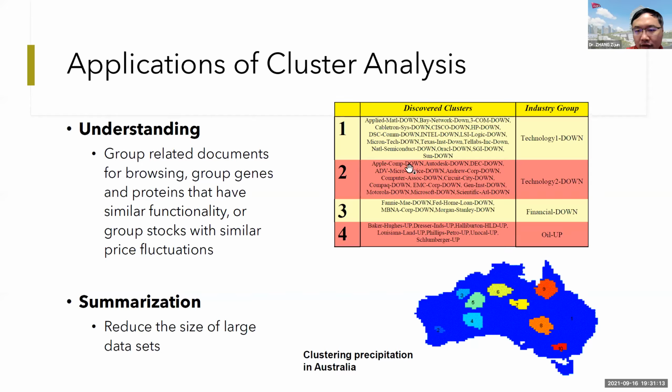So on the right side, the first one shows the different industry groups and the different articles, the discovered clusters. And the lower one means we do clustering to analyze the precipitation in Australia. So we divide the whole region into pixels, and we annotate the pixels with different colors to indicate the clusters of regions. They share similar precipitation records.